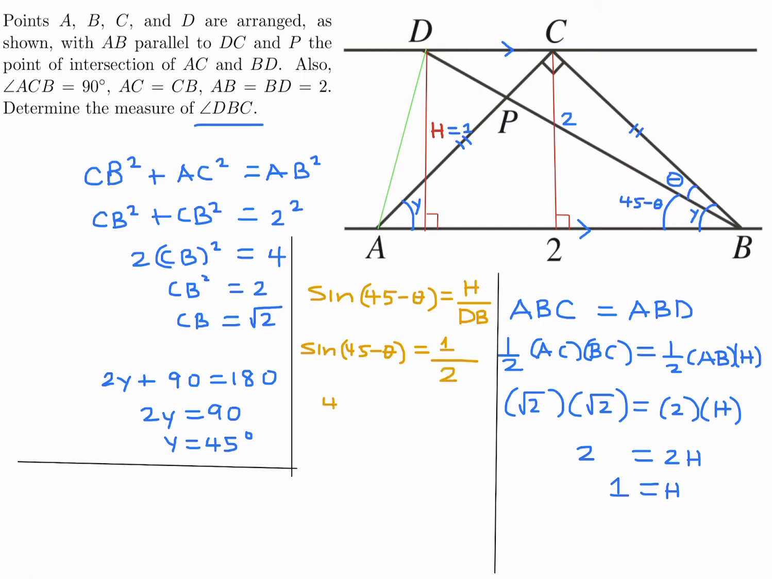So that means that 45 minus theta, in terms of degrees, if you do the inverse sine, is 30 degrees. So therefore theta is 15 degrees. And there you go. That is what they wanted in the question, that theta right there.